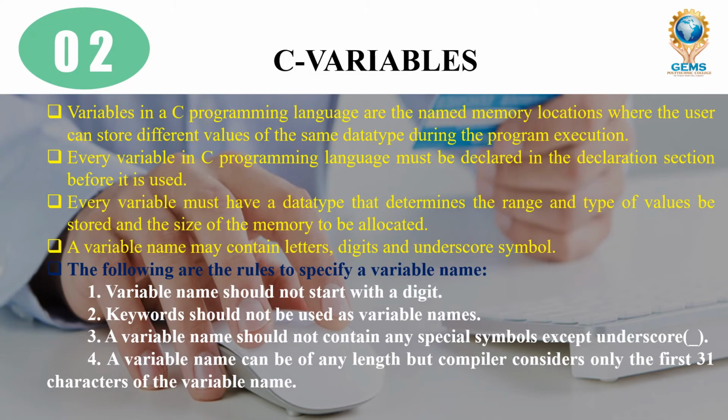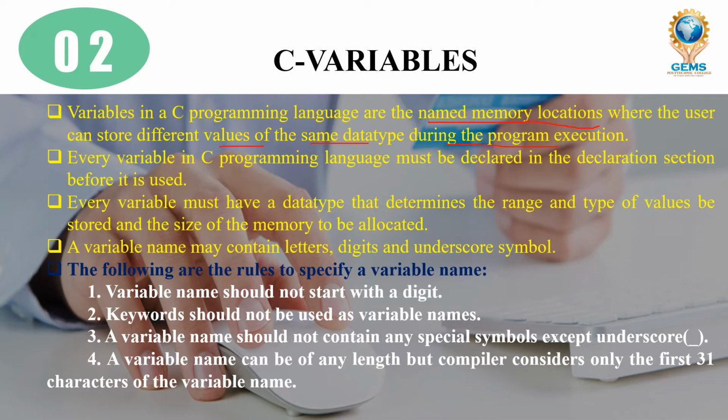Now we will see the variables in the C programming language. Variables in C are named memory locations where the user can store values of the same data type during program execution. Dear student, please try to understand here: variables in C are named memory locations where the user can store values which have the same data type during program execution.